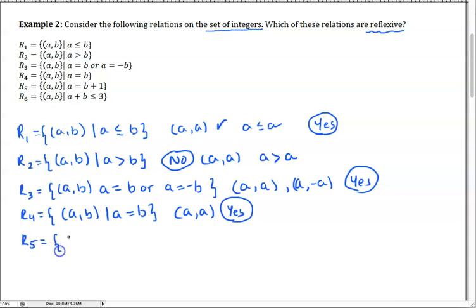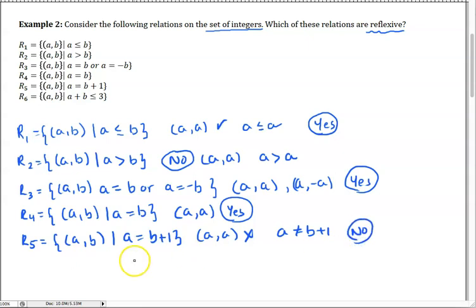Fifth relation, we have coordinate points of the type where A equals B plus 1. Right? So the first element is 1 more than the second element. So that means that something like this would not be in the relation because the first element is not equal to the second element. Okay, so this would not be a reflexive relation.